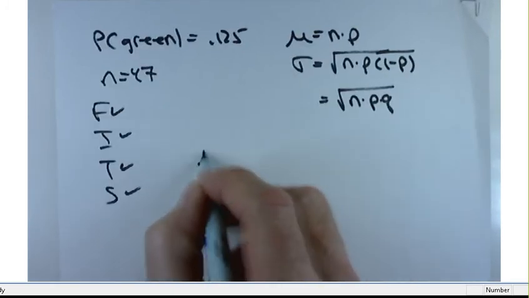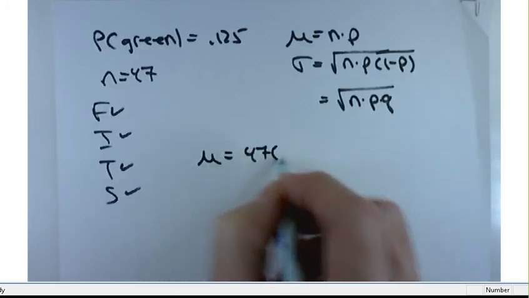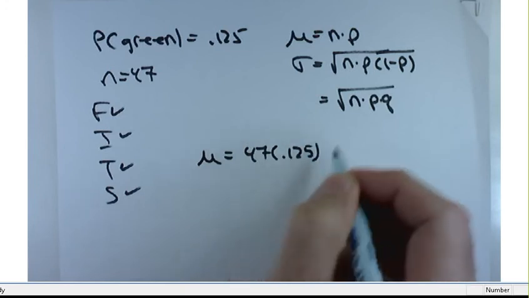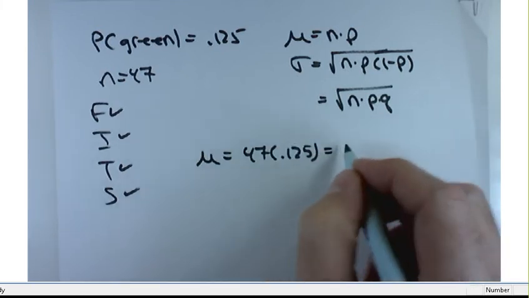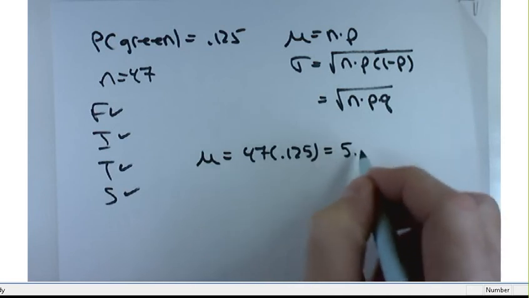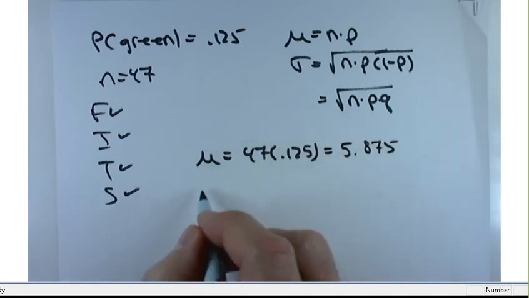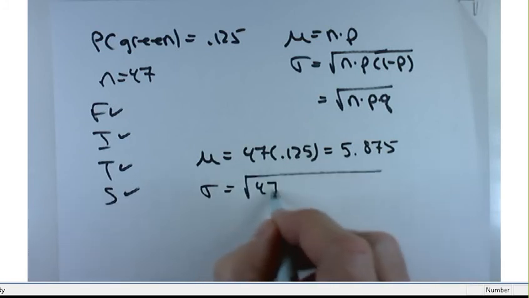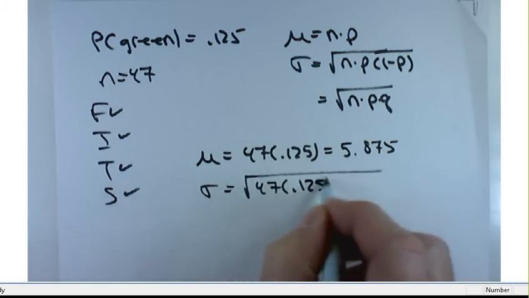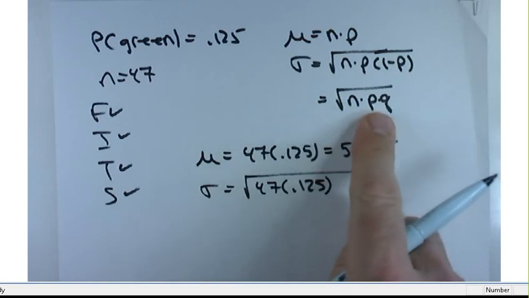So the mean is going to be 47 times 0.125. Should be a little bit less than 6, I'm guessing. 7.875? Oh, 5.875? Awesome, thank you. Now sigma is going to be the square root of 47 times 0.125 times q.